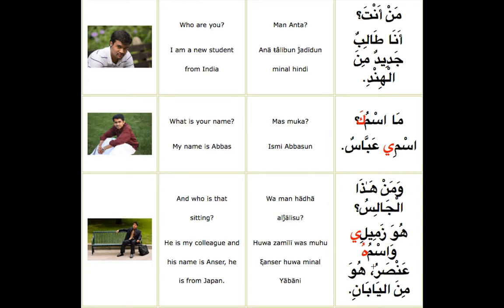You'll see ansaru. See, the single dhamma here is a diptote, and we'll see that a diptote doesn't take kasra. It's called mamnu' min as-sarf. It's prohibited to take kasra. Huwa min al-yaban. He is from Japan. Huwa zamili, he is my colleague. Wasmuhu ansaru, huwa min al-yaban.